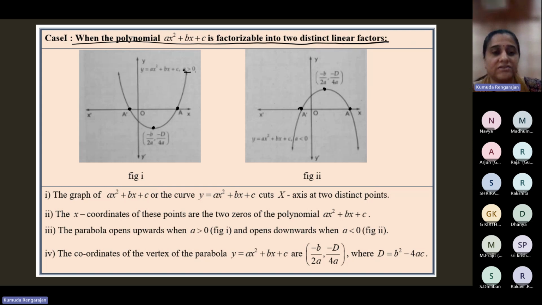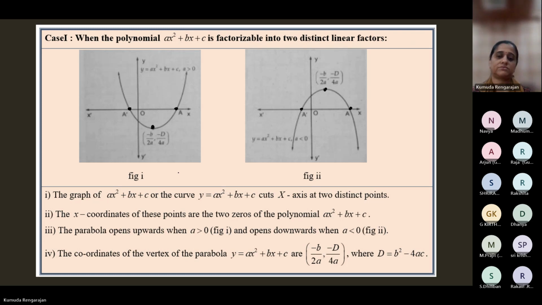And you can see here, A is greater than 0, A is positive, and A is less than 0. It's very faint, but it is readable. A is less than 0, so it opens downwards. A greater than 0, so it opens upwards. Two distinct linear factors, so it intersects the x-axis at two distinct or different points. This is the highest point, this is the lowest point. Coordinates will be the same: minus B by 2A, comma, minus D by 4A.